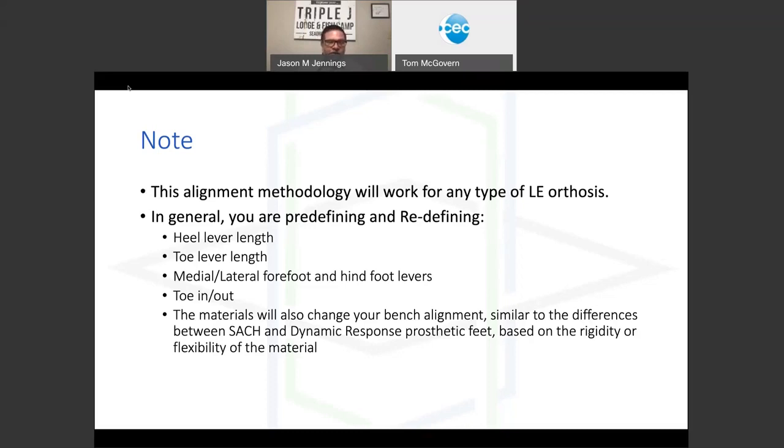And then I just want to note the materials will also change your bench alignment. So the stiffer or the more flexible the material you're going to design your orthosis out of will change your bench alignment. Just like I said previously, it's just like aligning a prosthesis with a SACH or a dynamic response foot. The socket placement is going to be different, just like your shank inclination will be different in an orthotic design.